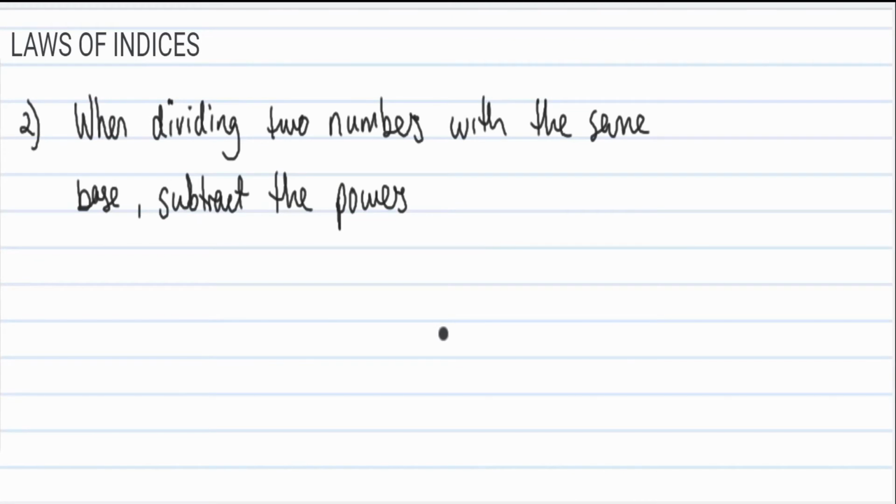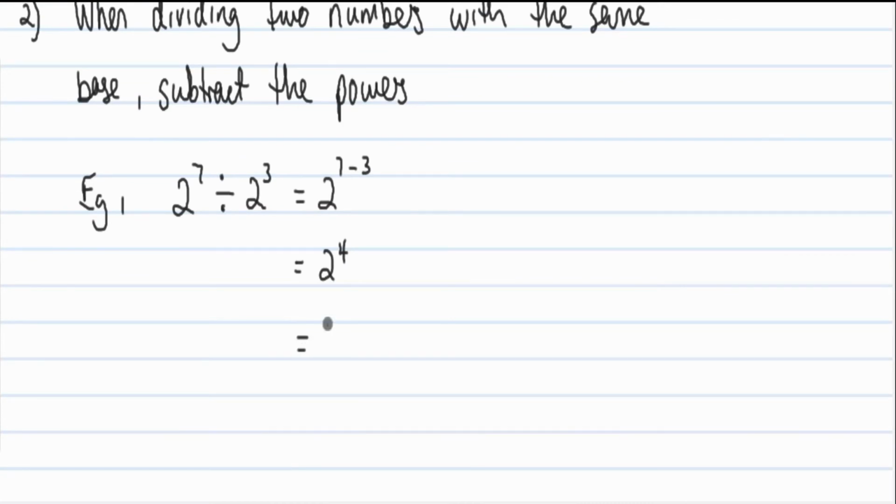Now we look at law number 2. So when we are dividing two numbers with the same base, we are going to subtract the powers. So for example, if I have 2 to the power 7 divided by 2 to the power 3, both of them have the same base of 2 and powers of 7 and 3. So what I'll do is write the base 2, put the one that comes first, which is 2 to the power 7. So I'm writing 7 first. Then I'll take away the one that comes second, which is the 3. And that will give me 2 to the power of 4. And 2 to the power of 4 would give you 16.